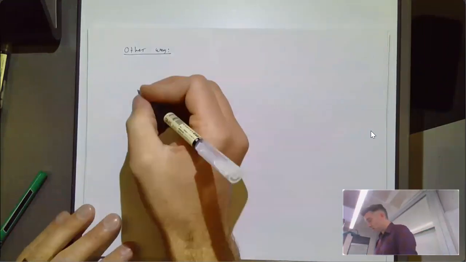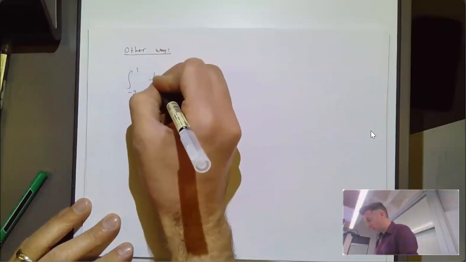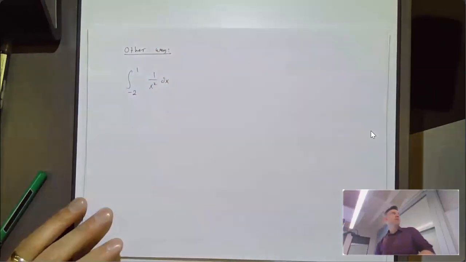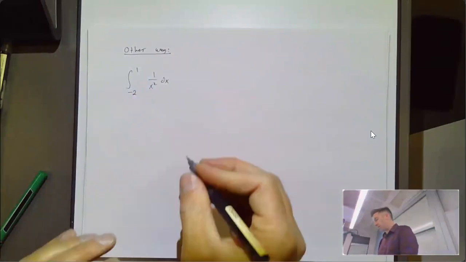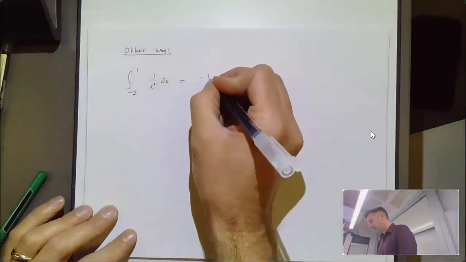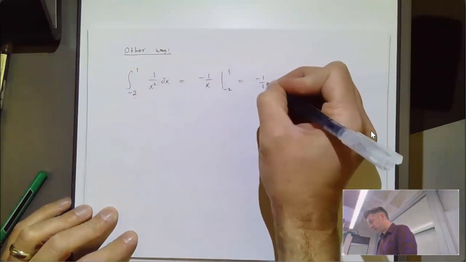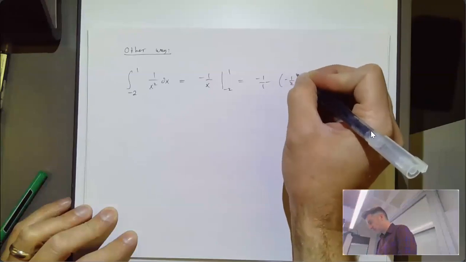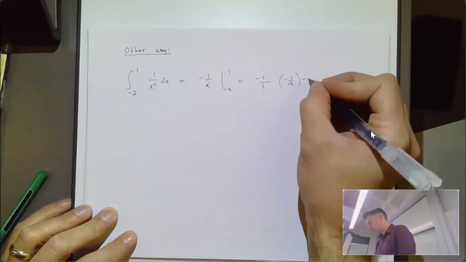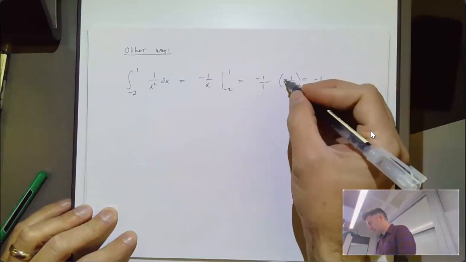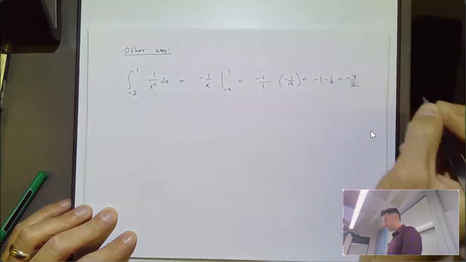Meaning, for example, if I take the integral from -2 to 1 of 1 over x squared, it's really easy to miss that this is improper, right? You could be like, oh, I know the integral of 1 over x squared. It's -1 over x from -2 to 1. That's going to be -1 over 1 minus -1 over -2, apologies, which is going to be -1 minus 1/2, which is -3/2.